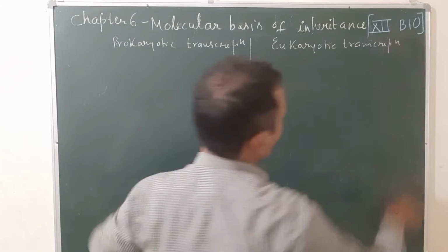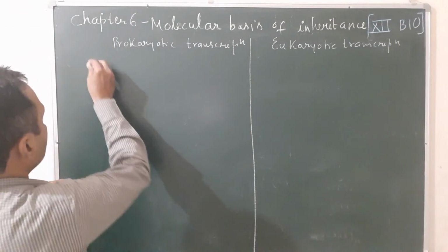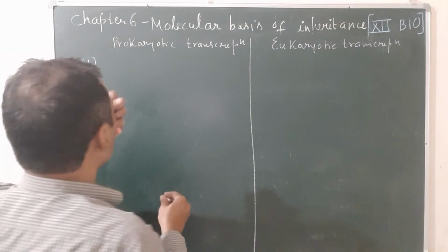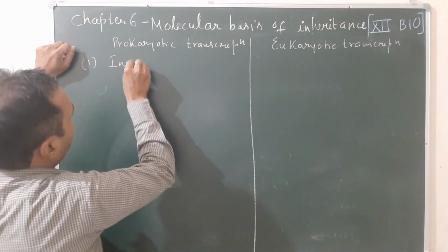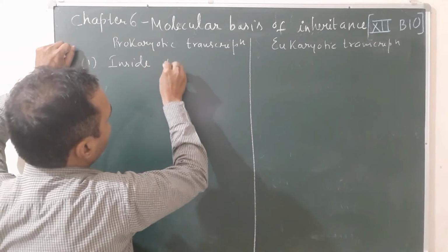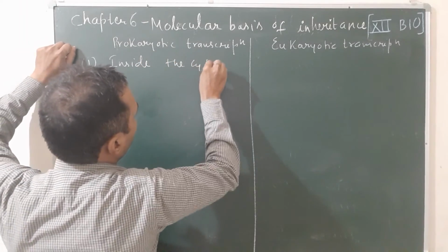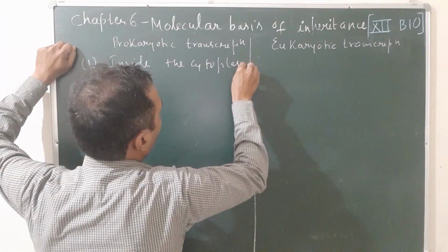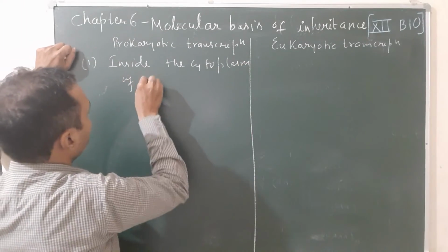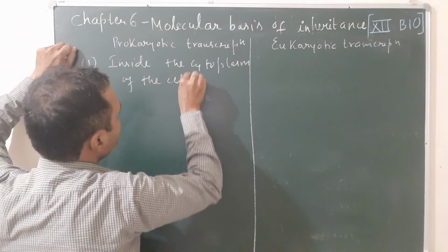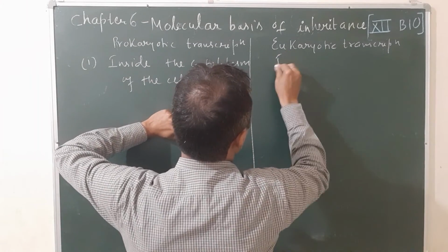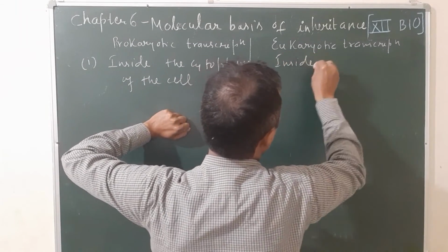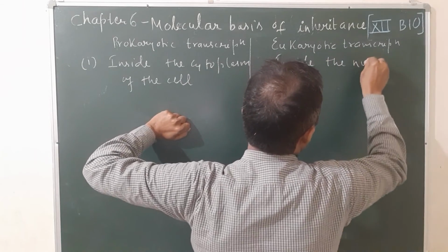Prokaryotic transcription and eukaryotic transcription. The first difference: in prokaryotes, transcription occurs inside the cytoplasm of the cell. In case of eukaryotes, it occurs inside the nucleus of the cell.